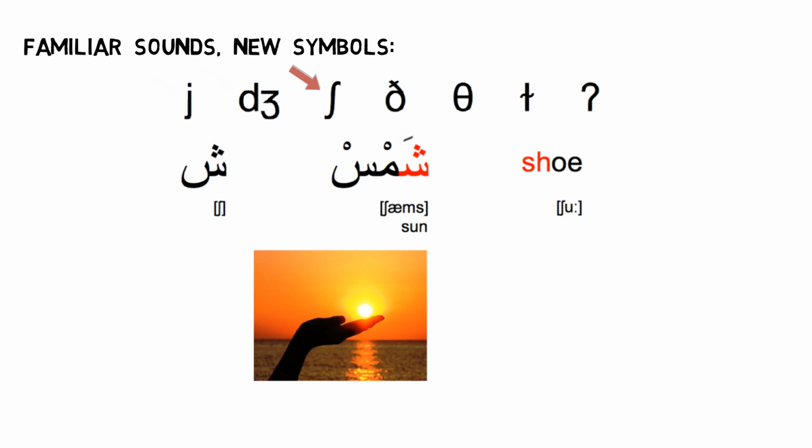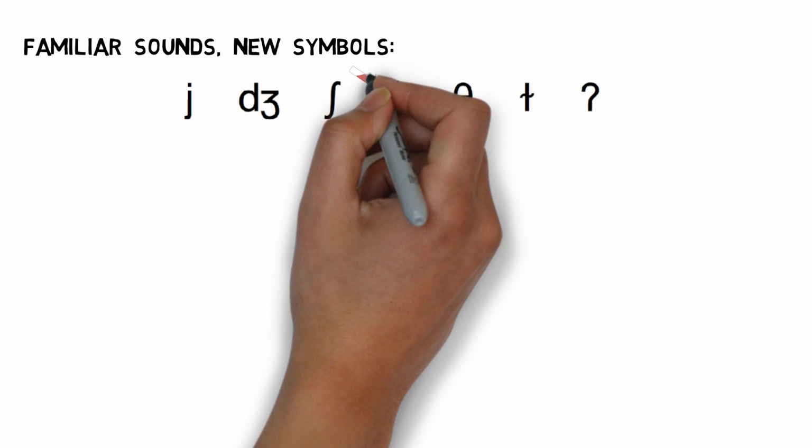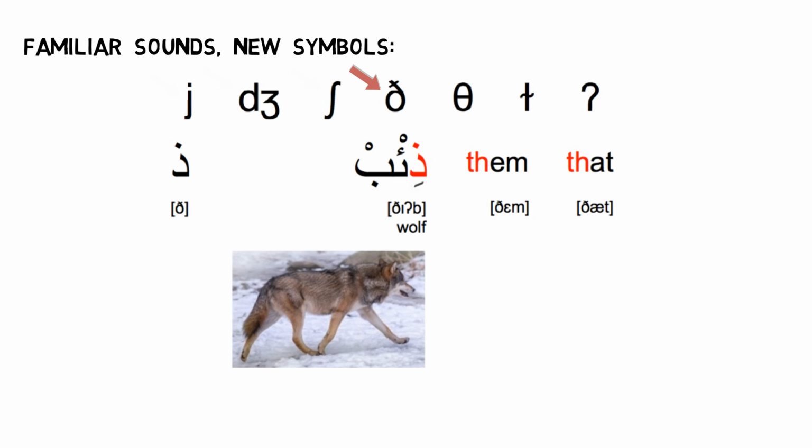In IPA, it's a tall, scripty S. Then comes th as in Arabic's dhib, or English's them or that. It's a buzzing sound made with your tongue against your upper teeth, and in IPA, it's like a backwards 6 thing with a line through it.